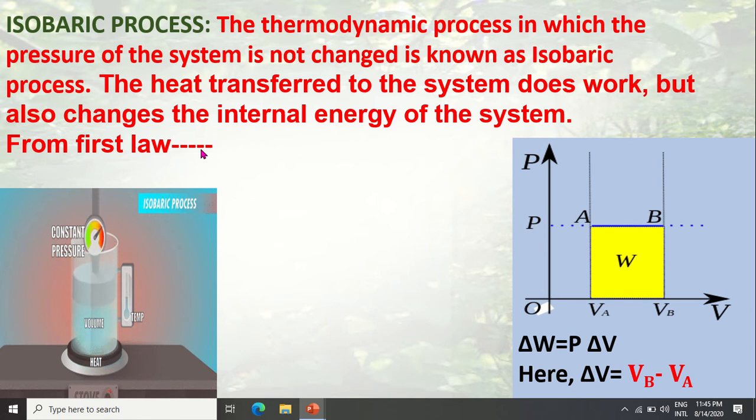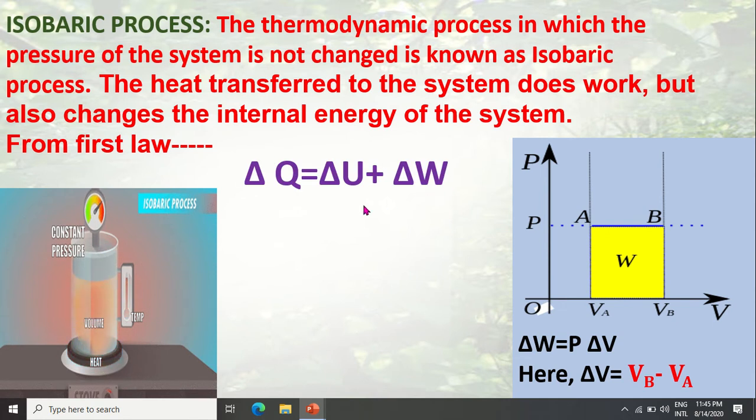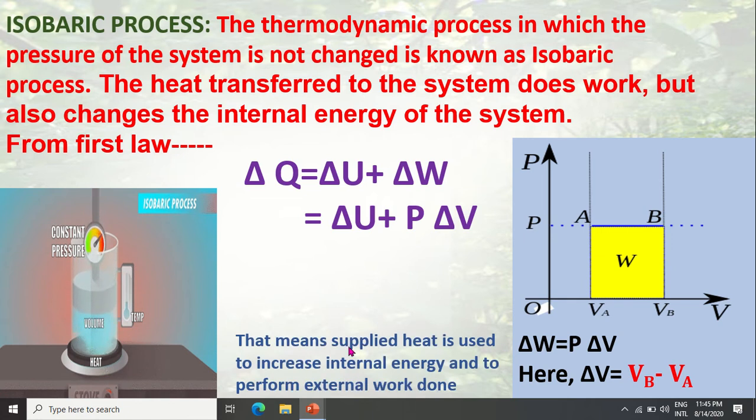From the first law of thermodynamics, you know the first law of thermodynamics states what? Del Q equals del U plus del W. So in place of del W we can write P del V. So it means what? It means the supplied heat is used to increase internal energy and to perform external work.